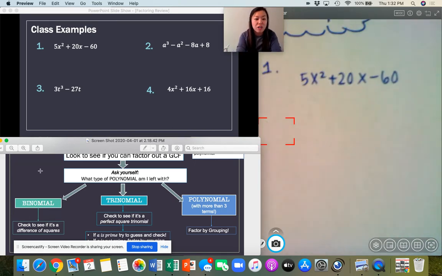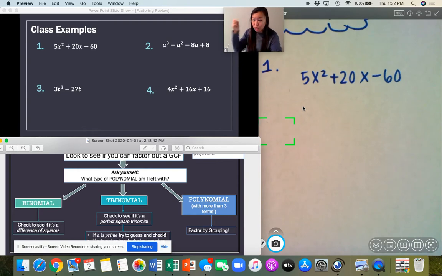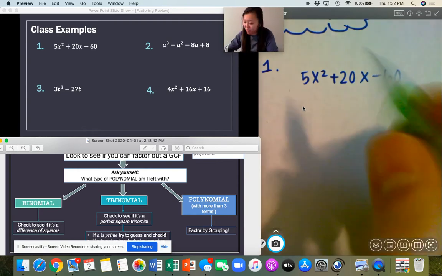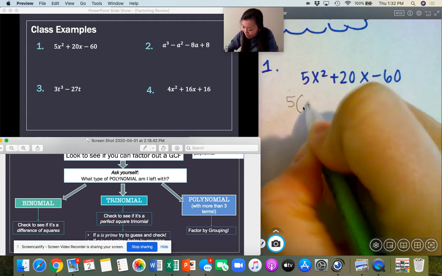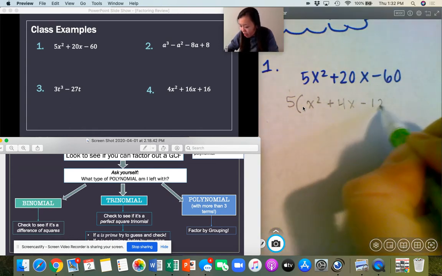I go to my flow chart. I ask myself, can I factor out a GCF? In this case, can you factor out a GCF? Yes. What can we factor out? Good. The number 5. So I'm going to factor out a 5. We get 5 times the quantity x squared plus 4x minus 12.